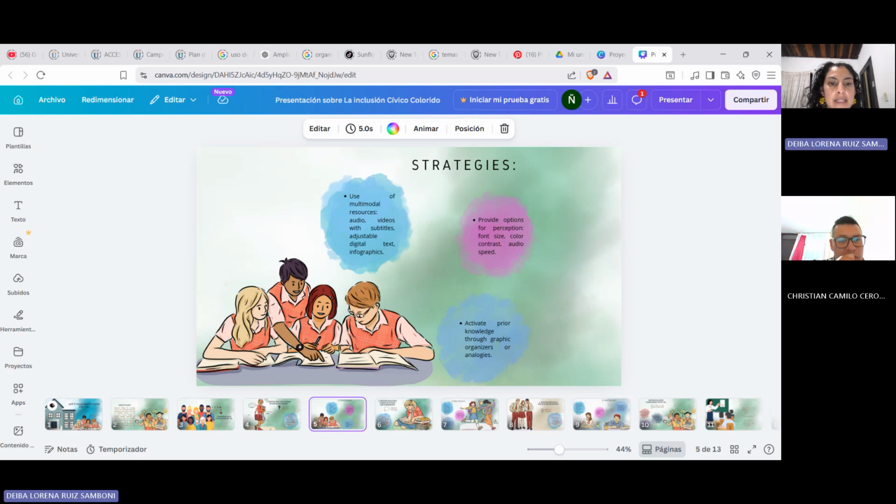This principle seeks to answer a key question: how do I present information so that everyone understands it? For example, it's not enough to explain orally. Some students need to see images, others to read, and others to listen several times. But the teacher stops using just one channel and begins to diversify.